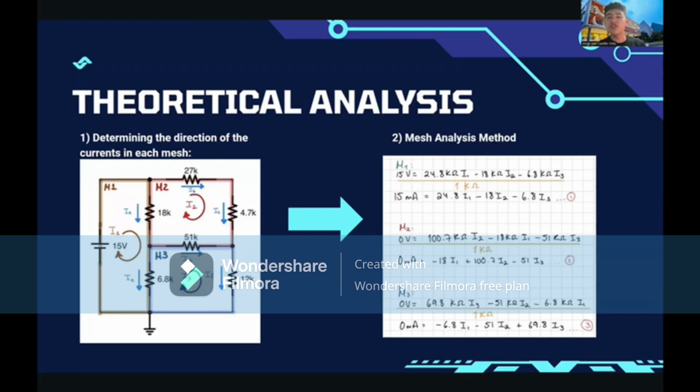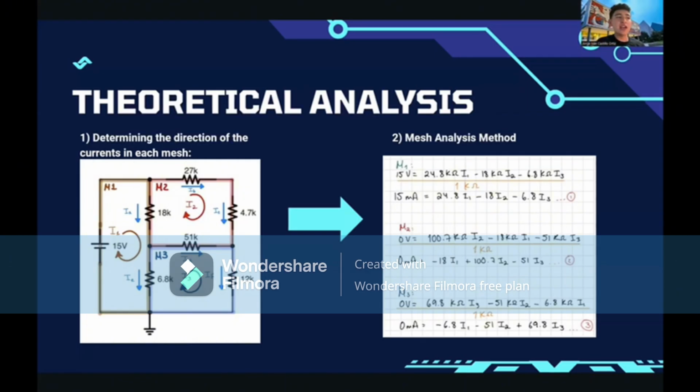And on the right side of the equation, the first term is the sum of all the resistors in that mesh multiplied by the current of that mesh. The next terms are negative because they are subtractions. We are subtracting each resistor multiplied by the current of the other mesh, because these resistors are shared. So we need to write the subtraction of the resistor multiplied by the current of the other mesh that is sharing. We're going to divide the whole equation of that mesh by 1 kilo because the final mesh equation needs to be in milliamperes units.